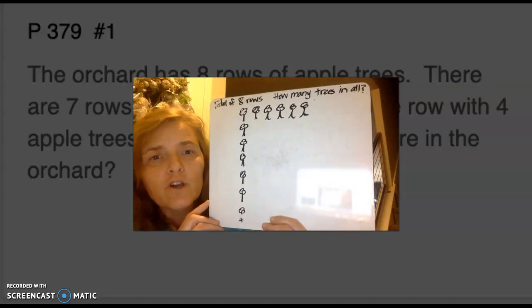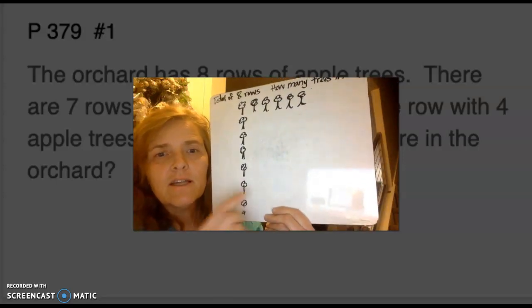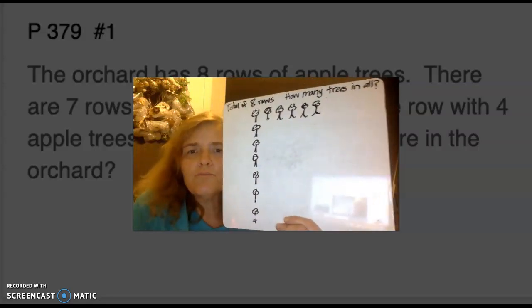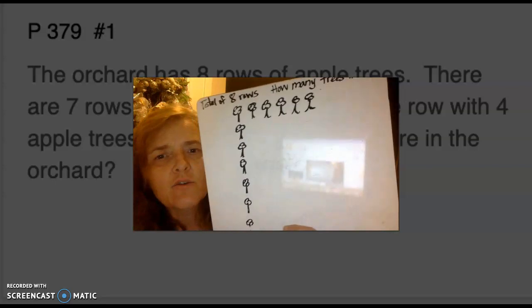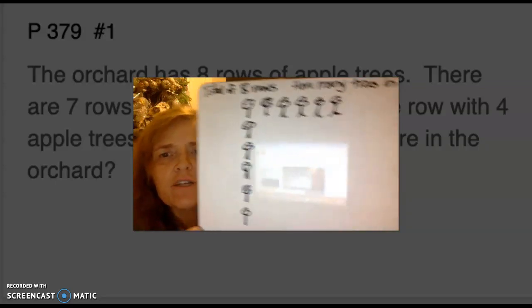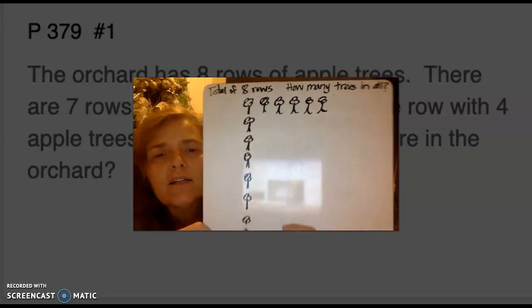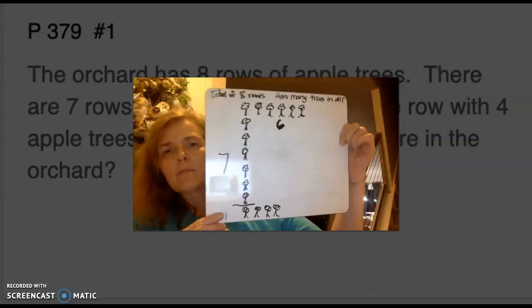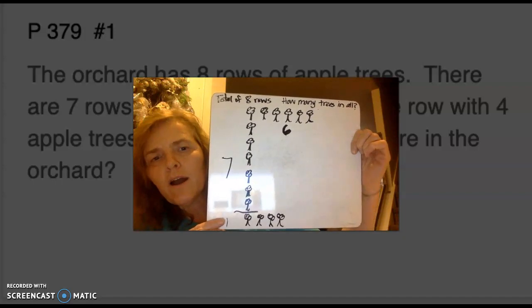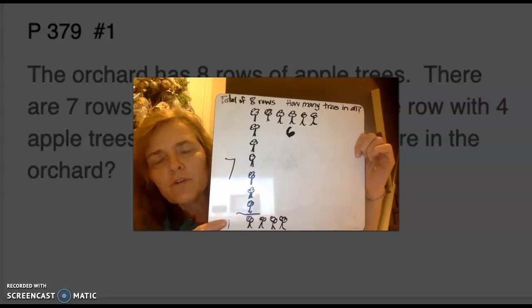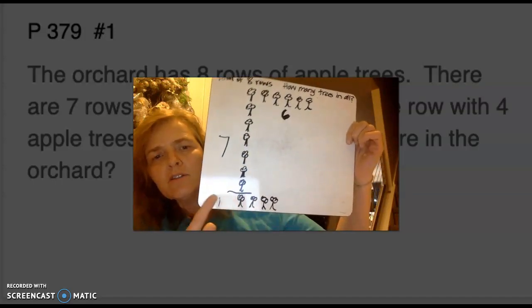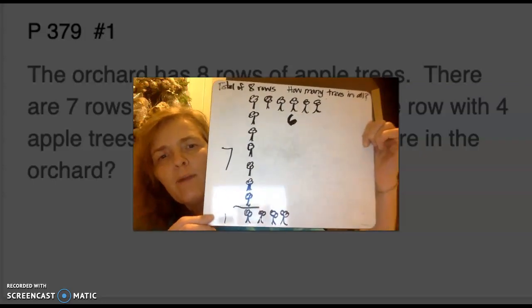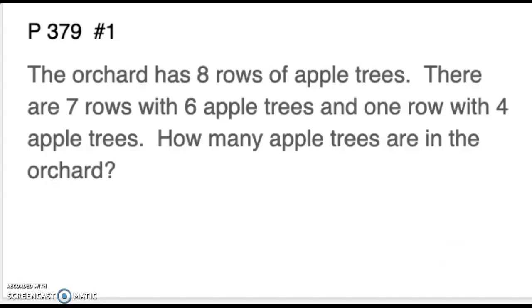I know there are a total of 8 rows. It says there are 7 rows with 6 in each row. And I know that last question says, how many trees are in all? Now I only have 7 rows with 6. Okay, so I have 7 rows with 6 in each one, and I also have 1 row with 4 in each one, and that matches the problem.